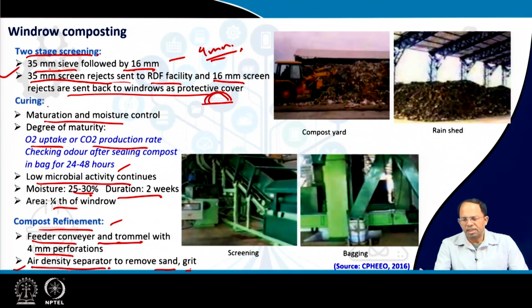Over here you can see some images of the compost yard and the rain shed, how it looks. Then this is the screening area where the compost is screened via this conveyor belt, and this is where the bagging is finally happening in these bags. So this is how our overall compost plant looks.